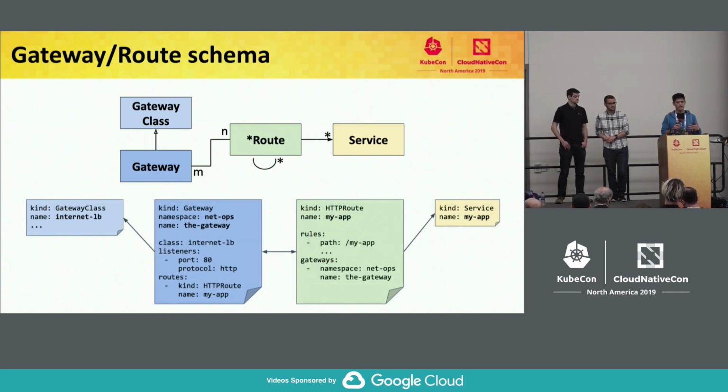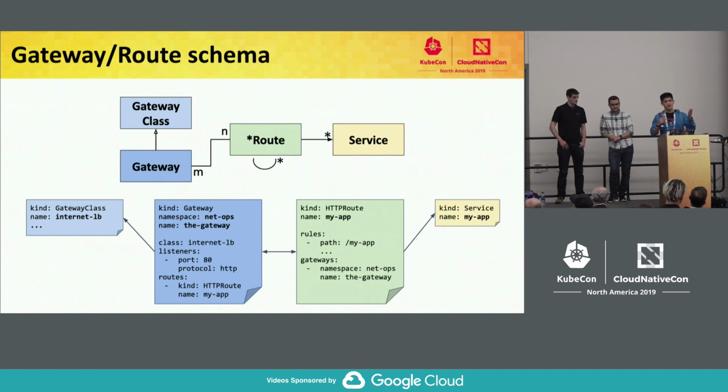Now next comes Gateway and Route. Gateway is the linchpin of this API. When you instantiate a gateway, it wires everything up. What a gateway contains is a concrete manifestation of an instance of load balancing. For example, if you were on a cloud provider and the gateway class was provided by the cloud provider, creating a gateway will then call a bunch of cloud APIs to wire your load balancer up.